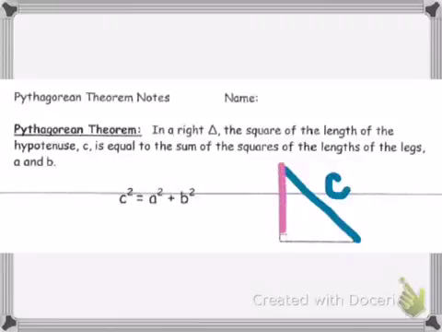So here's one leg, we'll call that a. Here's another leg, we'll call that b. And the legs always form the right angle of the right triangle.